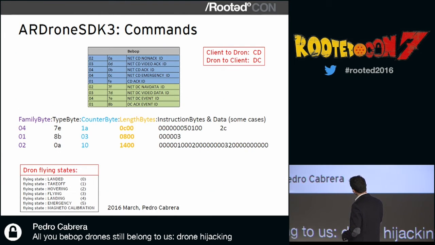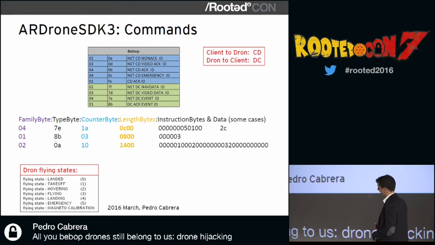This allows me to create the final table. In blue, all the commands with the sense client to drone. The very first byte is the family. The second byte is the type of instruction. And in green, those from the drone to the client.